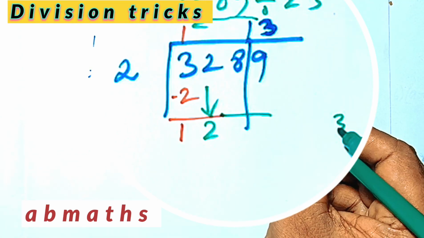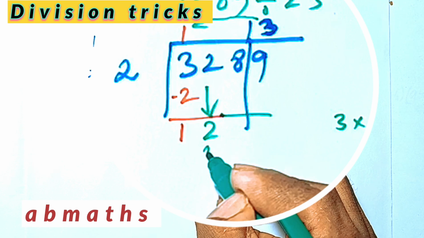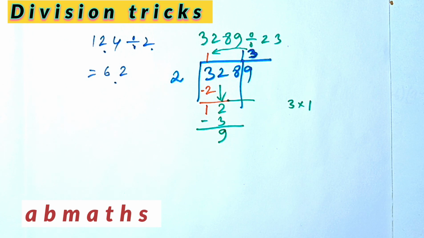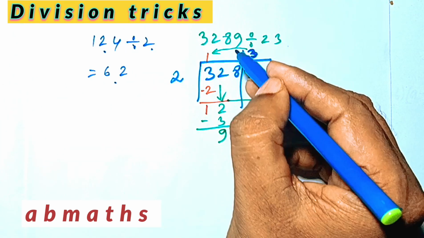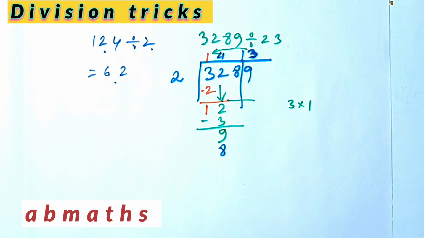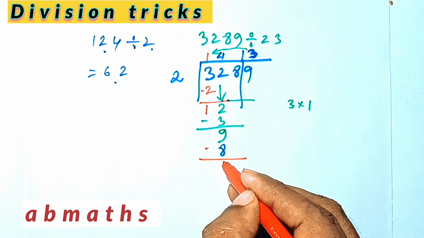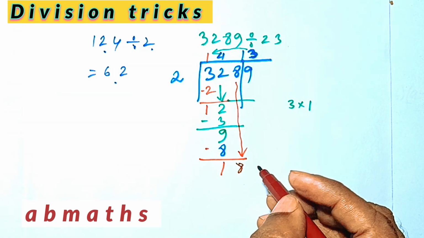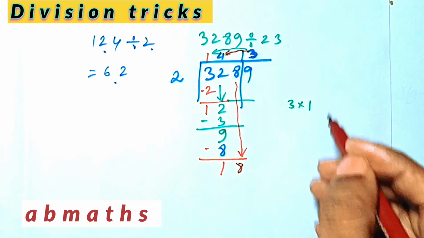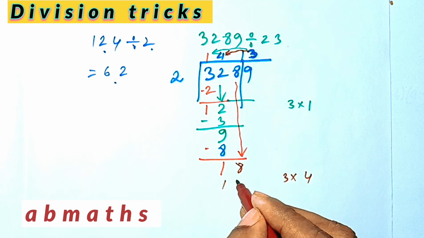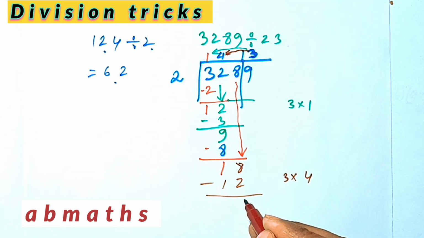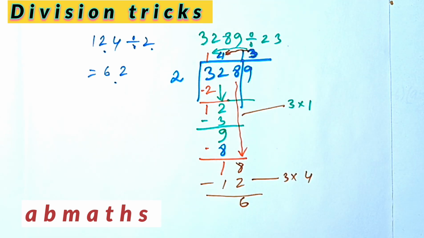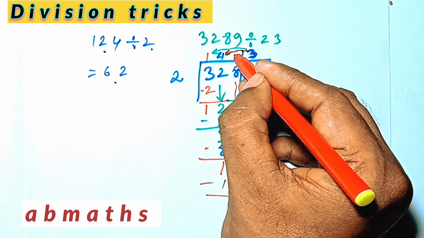3 into 1 is 3. We subtract this 3 from 12, so after subtraction we get 9. Now again we shall divide this 9 with 2, 2 4 are 8, then we'll subtract it, and we'll write 8 here. Now we multiply, 3 into 4 is 12, so let us subtract this. 8 minus 2 is 6 here in this case. Now we'll divide 6 with 2, 2 3 are 6.